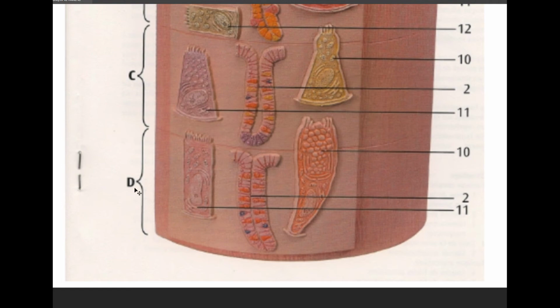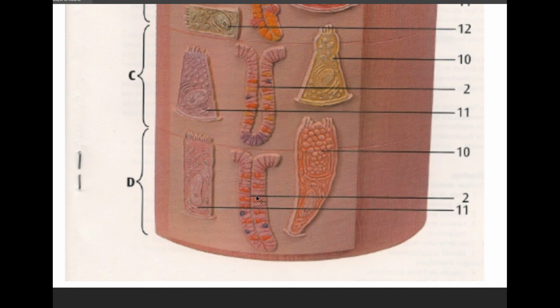So now we move on to the final layer, layer D over here. Again, this is the colon or large intestine. Starting off with number 10 over here, 10 is a goblet cell. So right, goblet cells, they secrete mucus into the large intestine.